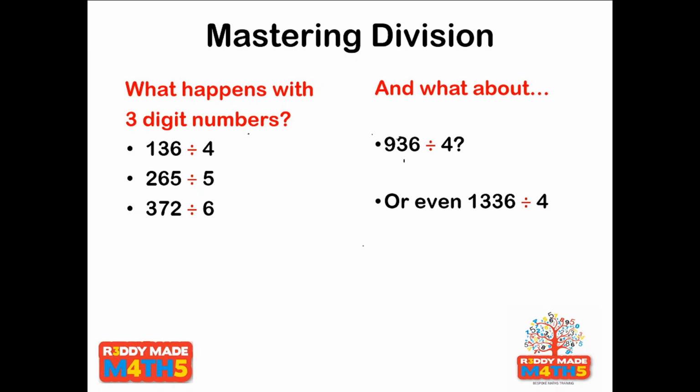We're going to then develop that into 3-digit numbers towards the end of the video, where again you'll see the same resources used to build up that bigger picture. 136 divided by 4, 265 divided by 5, and 372 divided by 6. We're even going to move towards the end of the video for the final calculation into a 4-digit, 1336 divided by 4. Can we actually make that?